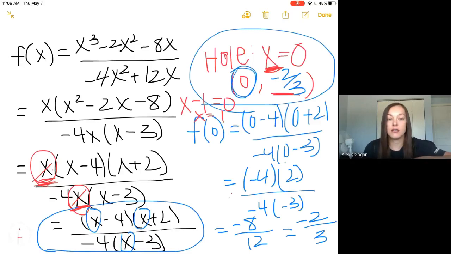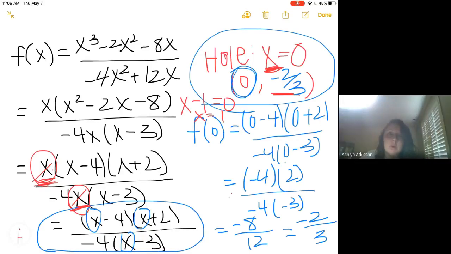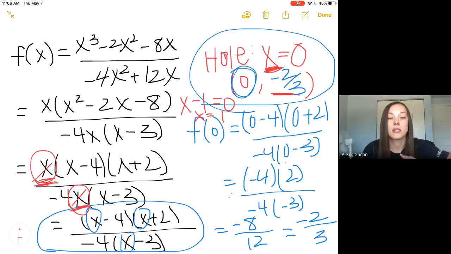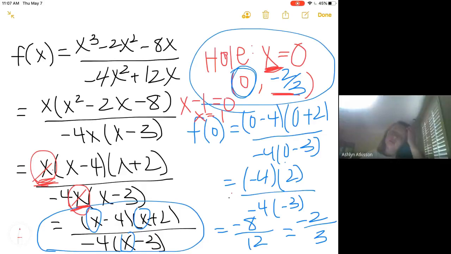Any other questions? Are there going to be ones where there will be multiple holes and we have to find the x and the y for each hole? Yes. I'm not sure if I put any like that on the homework, but there are potentially those. So you could have that. Okay, cool.